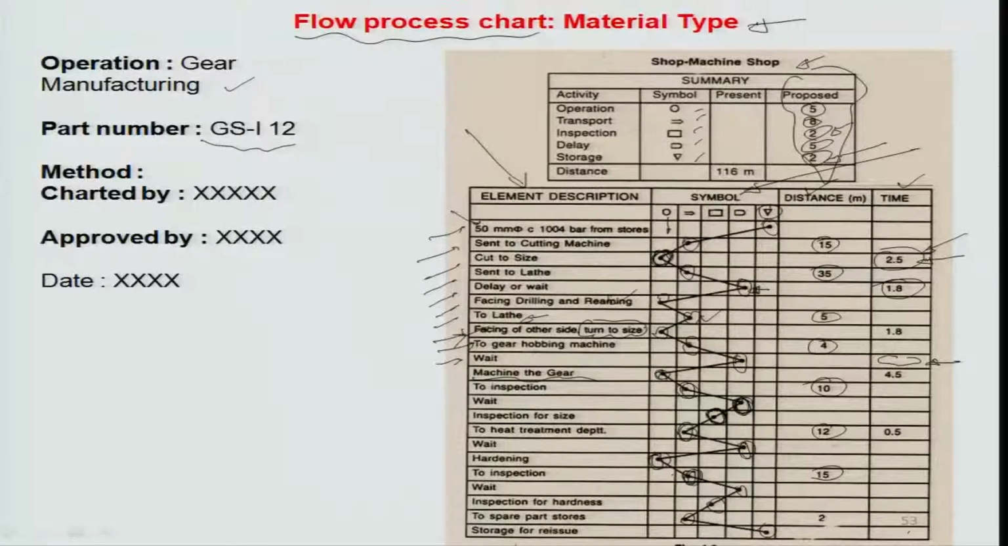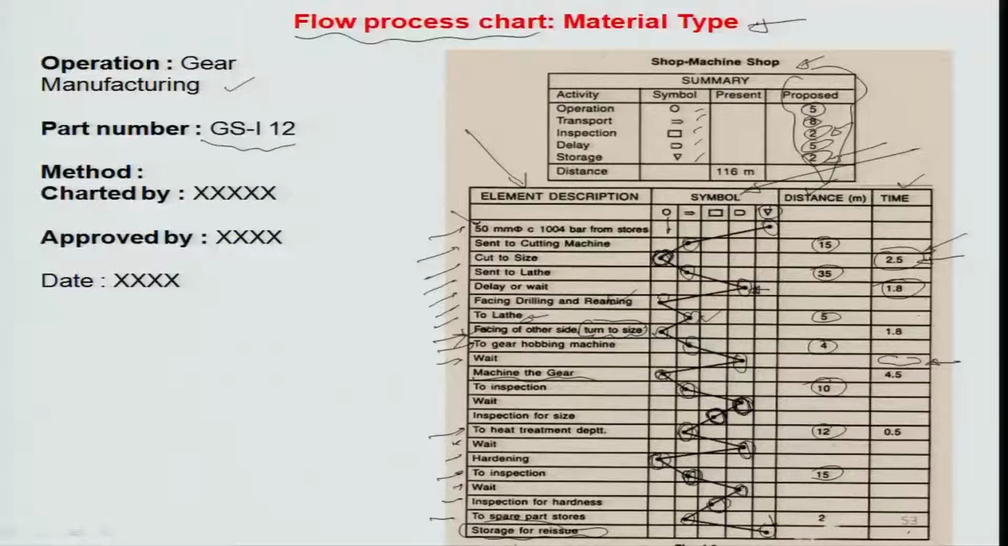Probably this is a different inspection. This inspection is associated with inspecting the quality of the heat treatment, and the job waits there for some time, and then inspection is carried out with reference to the hardness. Then the material moves back to the spare parts, where you can stock the gear that has been produced, and it can be seeking a storage delay or a permanent delay till it is again up for reissuance to the next level.